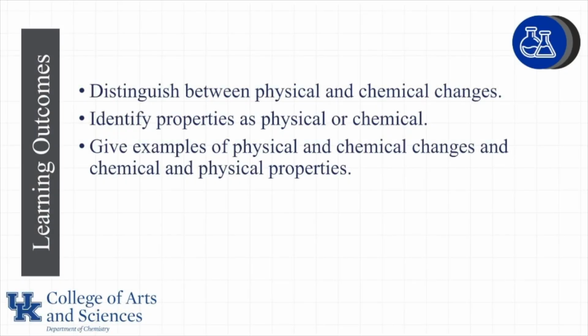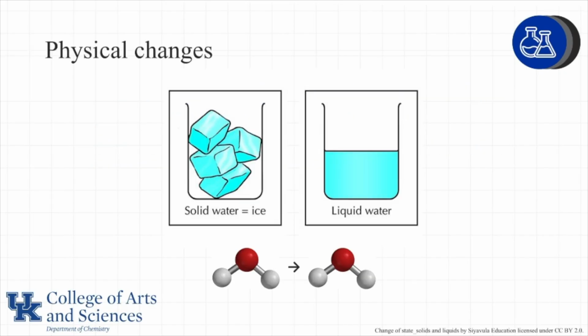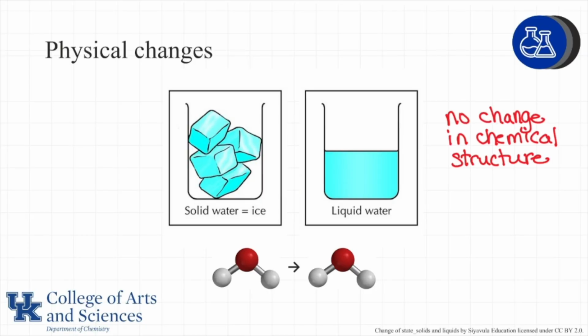In this lesson, we'll be looking at physical and chemical changes and properties. When we look at a physical change, what we see is that the chemical structure does not change. If I looked at ice, which is solid water, I see H2O molecules. When I go to liquid water, as that melts, I still have H2O molecules. Nothing has changed about the chemical structure of the compound.